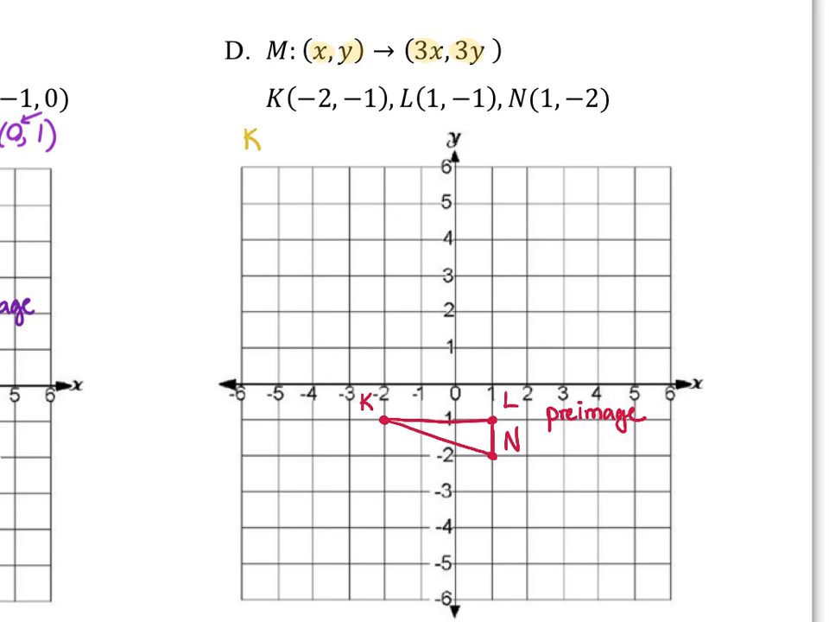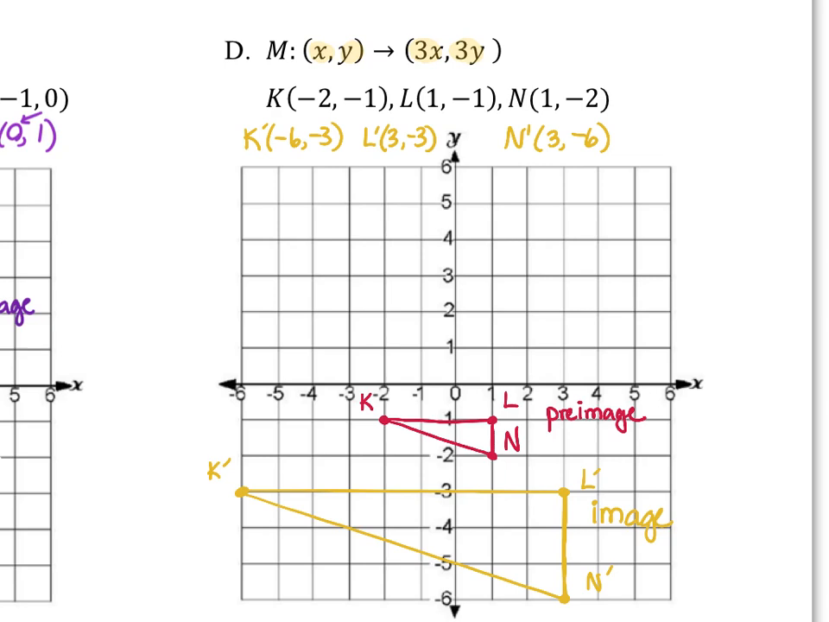And of course, what we're going to do is multiply the x-coordinate and the y-coordinate by 3. So we're going to have -6, -3 for point K prime. L prime is going to be at 3, -3, and N prime is going to be at 3, -6. Let's graph those points. We can see that our image is another triangle, but it's a much larger triangle.